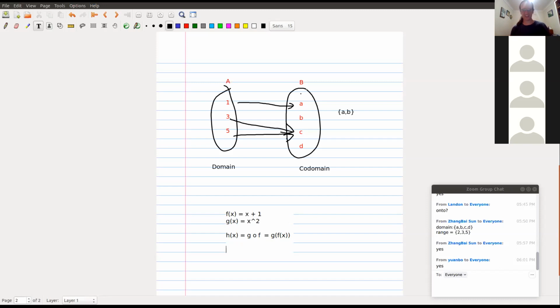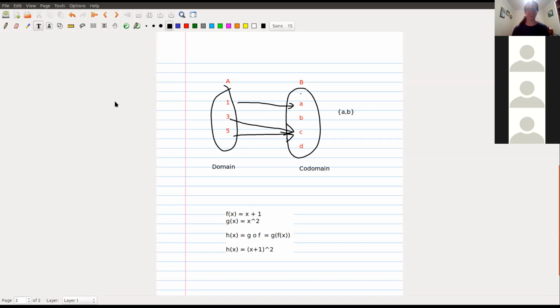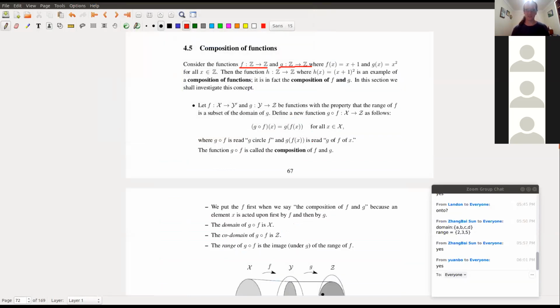So in this example, h of x, all we're going to do is put x plus 1 inside squared. So we've put f of x inside g of x, and we're applying g of x to the output of f of x. So we can define these chains of operations, composition of functions. So we got the right answer there. An example of composition of functions, composition of f and g. In this section, we shall investigate this concept.